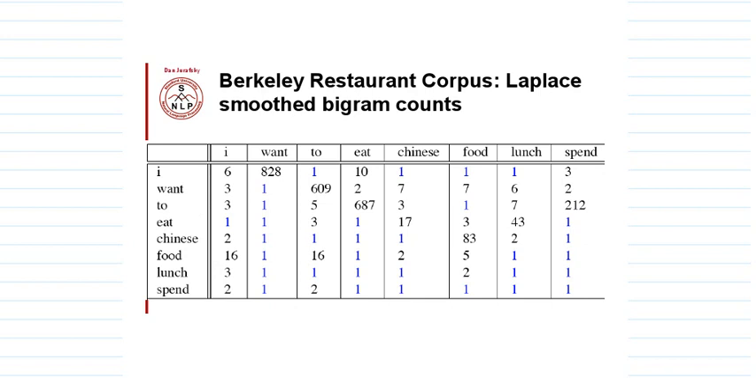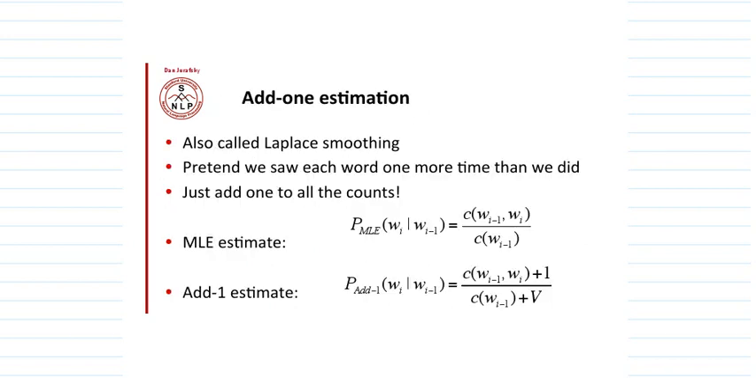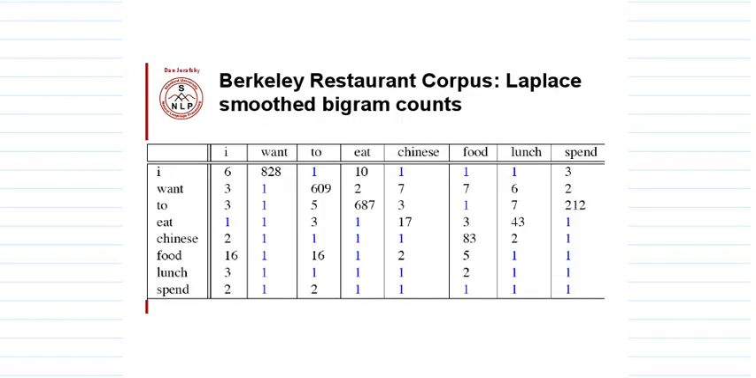We can change this original formula to be, for that particular combination of bigram Wi and Wi minus 1, we just add 1 to its count, right? And we divide it by the count of the preceding word, and we add V, the size of the vocabulary, to the count of the preceding word, right? So the count of this preceding word is the count of this I, right?